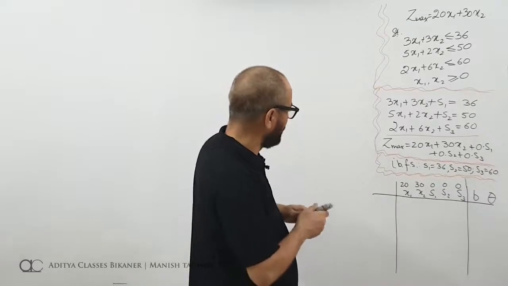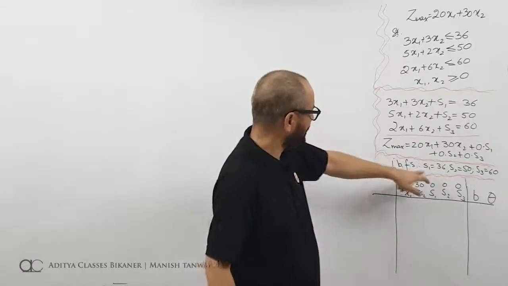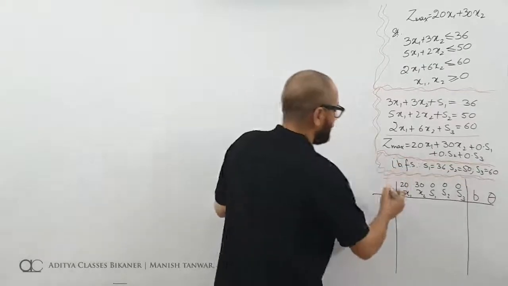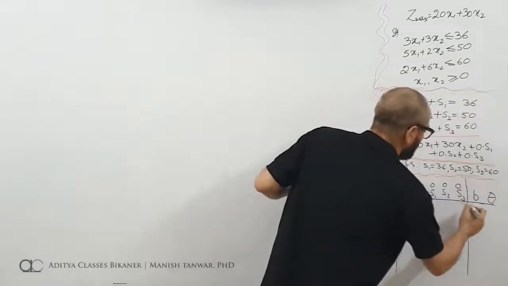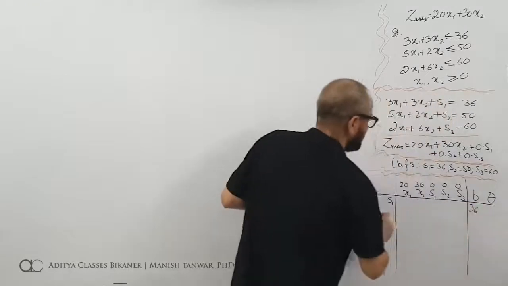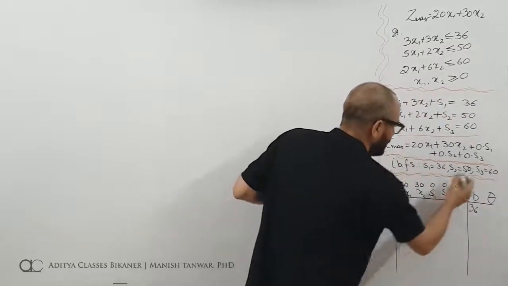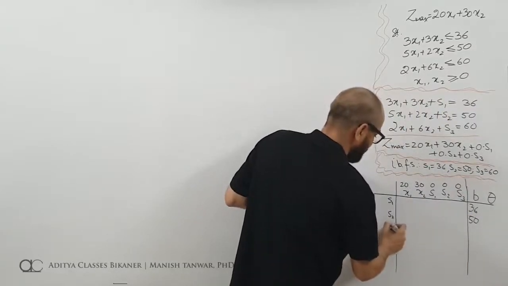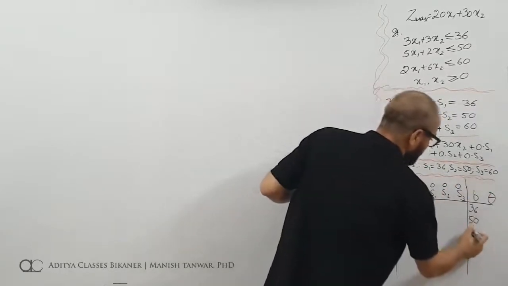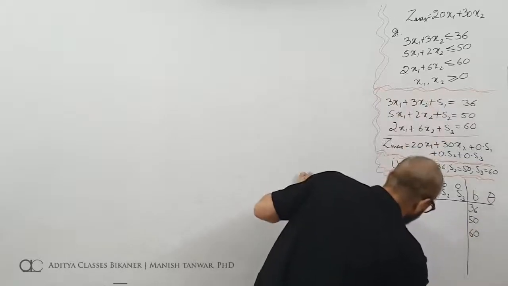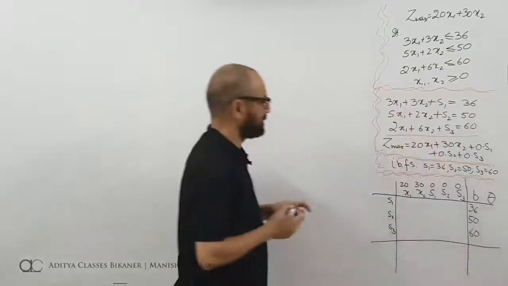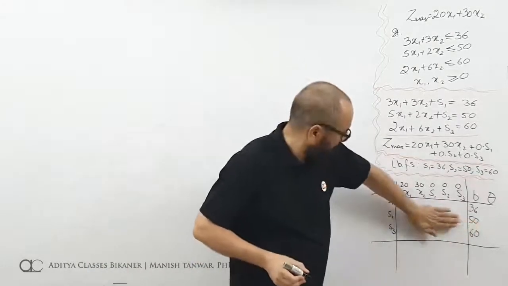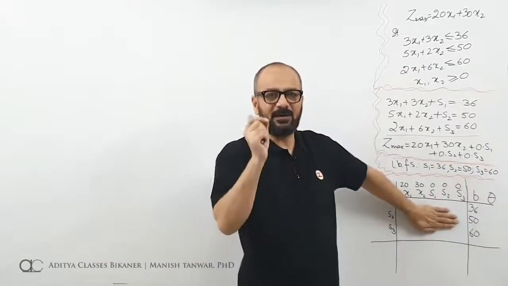So my table would look like this. Now what is my IBFS? IBFS is S1, S2, S3 equal to 36, 50 and 60. S1 is equal to 36, S2 is equal to 50 and S3 is equal to 60. So this is my IBFS. What is this? These are A values.